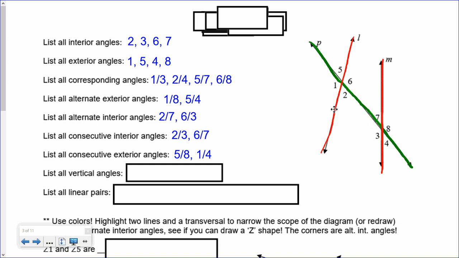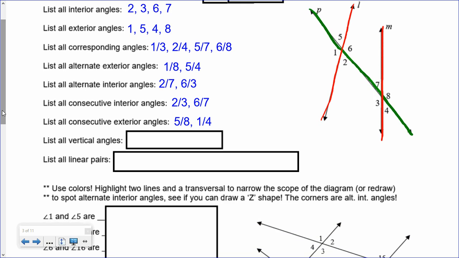So hopefully you guys can see the difference between when they're alternate, which is when they're diagonal, one's on the bottom, one's on the top, and consecutive, which is when they're on the same side of the transversal. And then you can see that interior are on the inside and exterior on the outside. They're two separate ideas you have to pay attention to. You have to find out whether they're on the inside or the outside, and then what their relationship is with the transversal. So two different things to pay attention to.